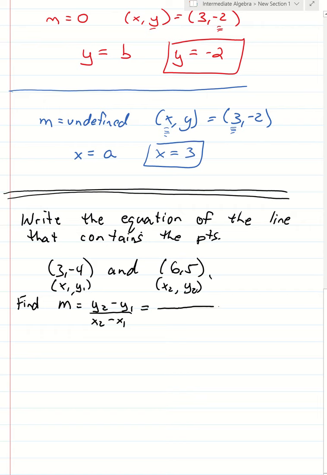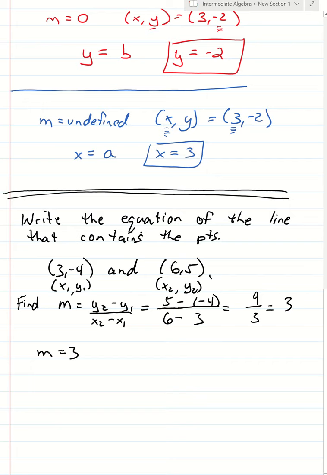So we can go and find the slope. So let's do that first. Y sub 2 has a numerical value of 5, minus y sub 1 has the numerical value of negative 4. X sub 2 is 6, and x sub 1 is 3. And when we simplify, we get 9 over 3, which is 3. So now we have a slope of 3.